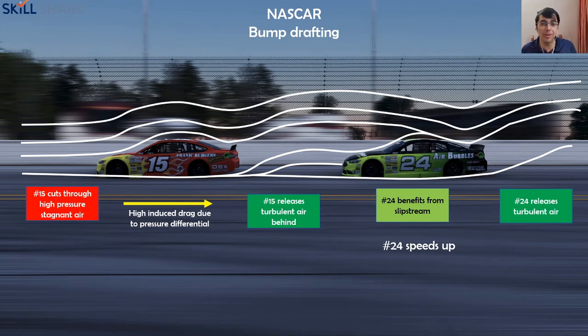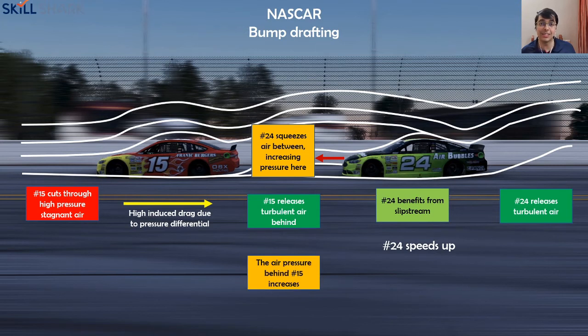Now, as the 24 gets closer to the number 15, the air between them starts to get compressed. It starts to slow down, and the very presence of the 24 behind the 15 car increases the static pressure of the air over there. Because of that, the air pressure behind number 15 increases from what it was, and ultimately the induced drag also decreases. So now the 15 also gets to go faster. So that's the entire story of bump drafting.